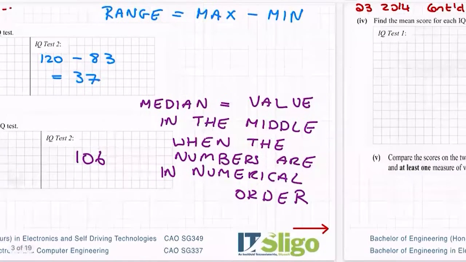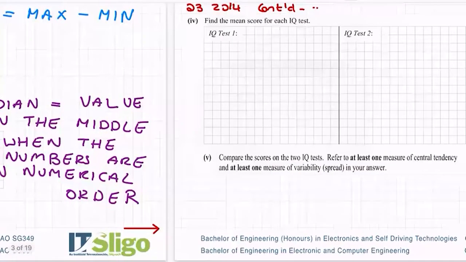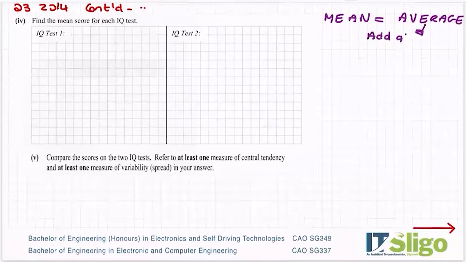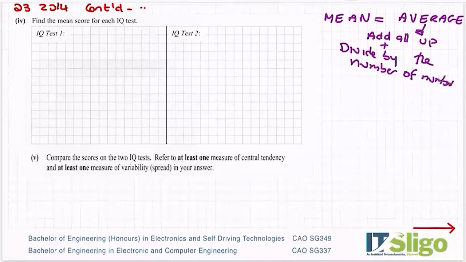Okay, I hope that makes sense. Find the mean score for each IQ test. Okay, so mean is a fancy word for average. Okay, and how do we get the average of something? Add all up and divide by the number of numbers. So however many you've added up, that's what you divide by. So that's how we get the average.